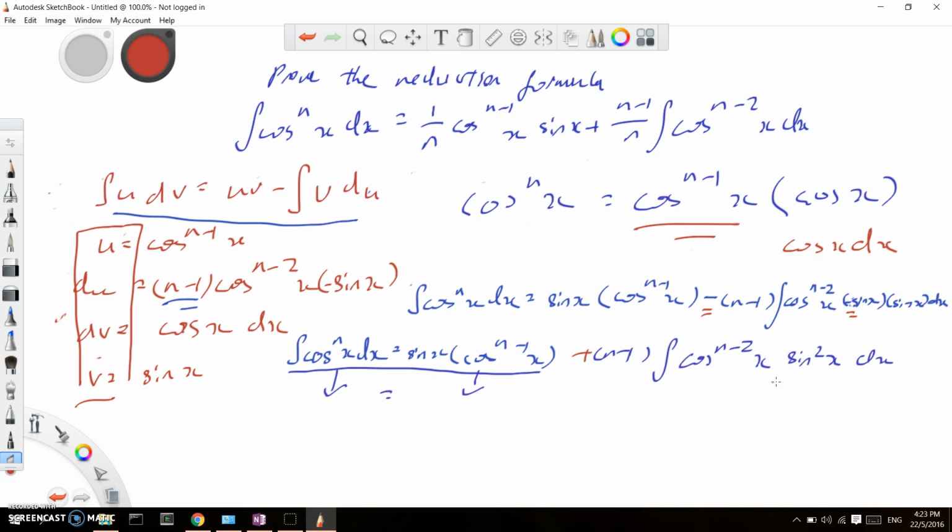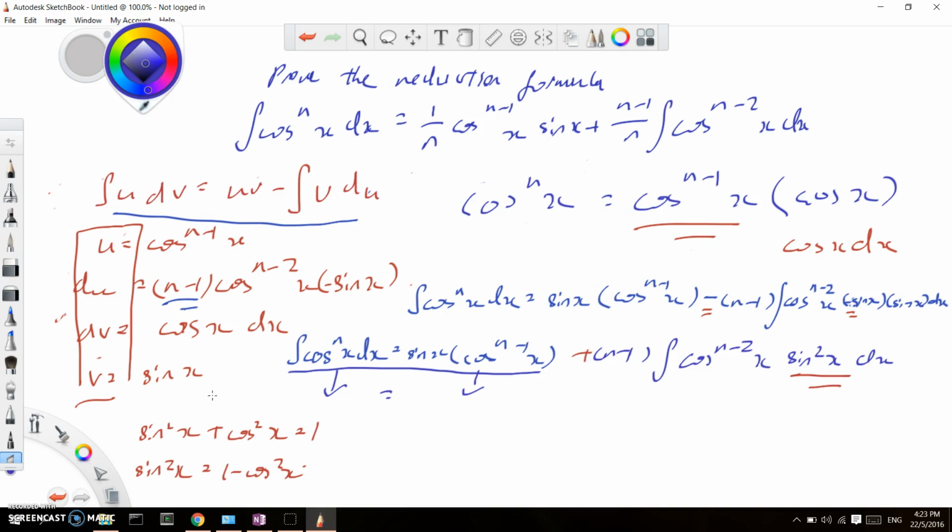Right, so we have sine square x here. Everyone still remember the trigo formula? Sine square x plus cos square x equals 1. So sine square x equals 1 minus cos square x. So you can use this and sub it in here.